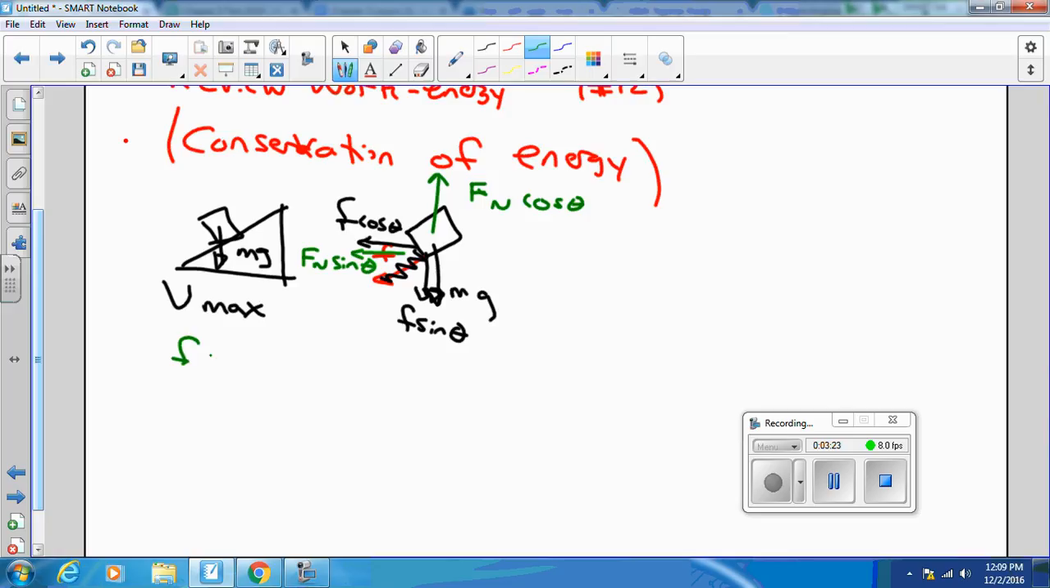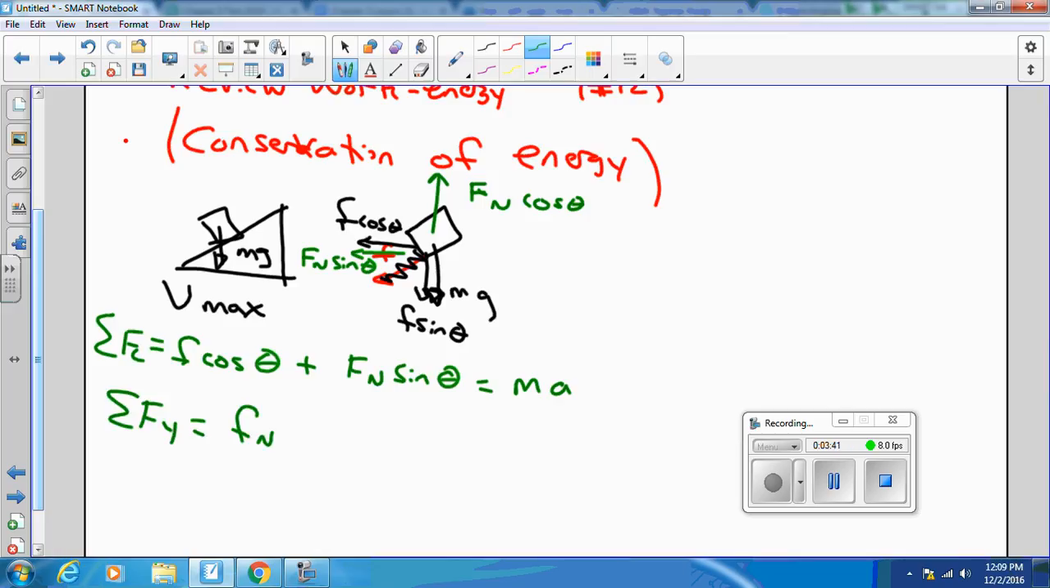Friction cosine theta plus Fn sine theta equals m a, and that would be the sum of forces in the x or centripetal direction because of the projectile. And then the sum of forces in the y direction is Fn cosine theta minus mg, which equals 0, and Fn cosine theta equals mg, and that's Newton's first law.